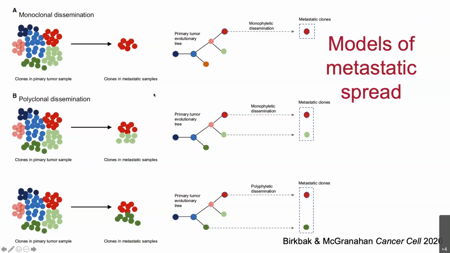In an alternate model, we could imagine a polyclonal tumor where in fact the metastatic clones arise from, again, different branches, but in the same sort of monophyletic mode from the primary tumor tree. Or we could have the scenario where, again, polyclonal dissemination, but arising from a polyphyletic mode.